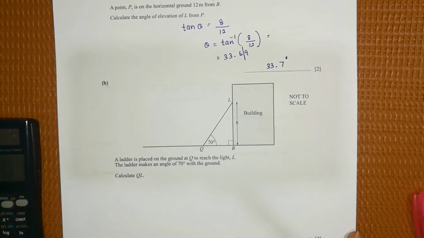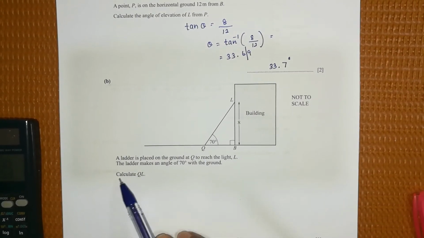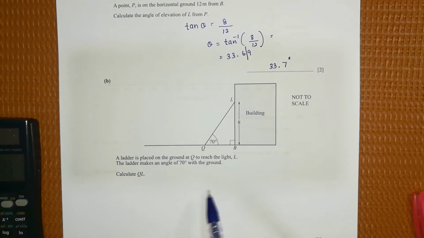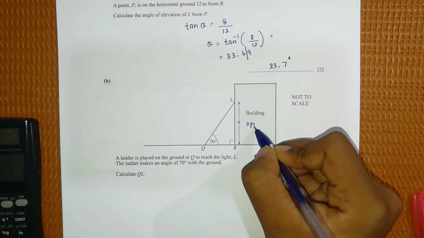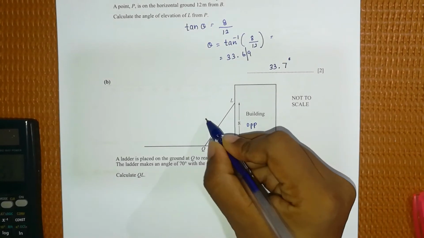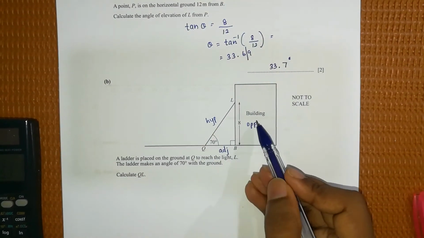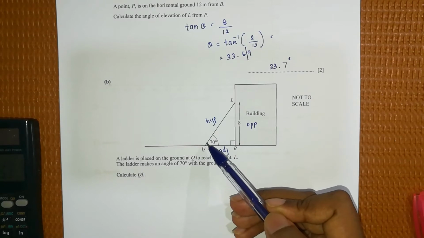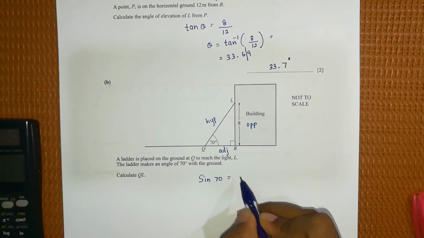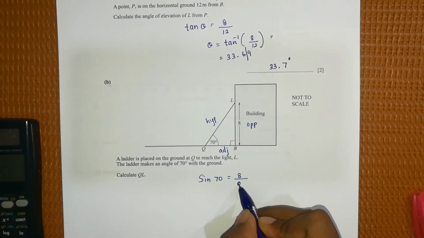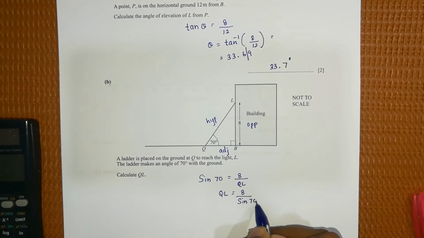Part B. A ladder is placed on the ground at Q to reach the light L. The ladder makes an angle of 70 with the ground. Calculate QL. So according to this is the opposite, this is the adjacent, and this is the hypotenuse. In this case, we know the angle, we know the opposite side, and we have to find the hypotenuse. So we are using sine ratio. Sine 70 equals 8 over QL. So QL is 8 divided by sine 70.